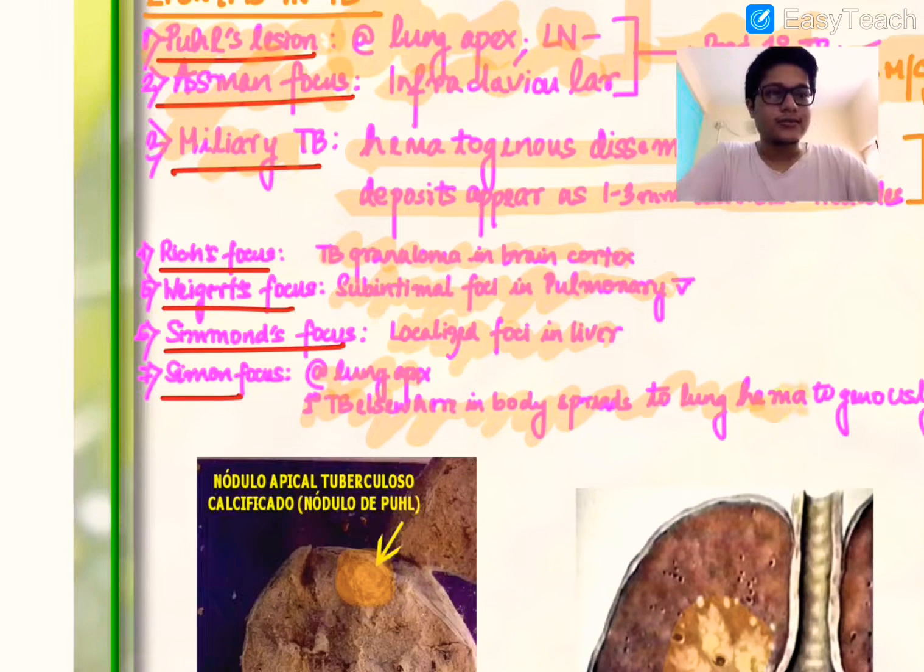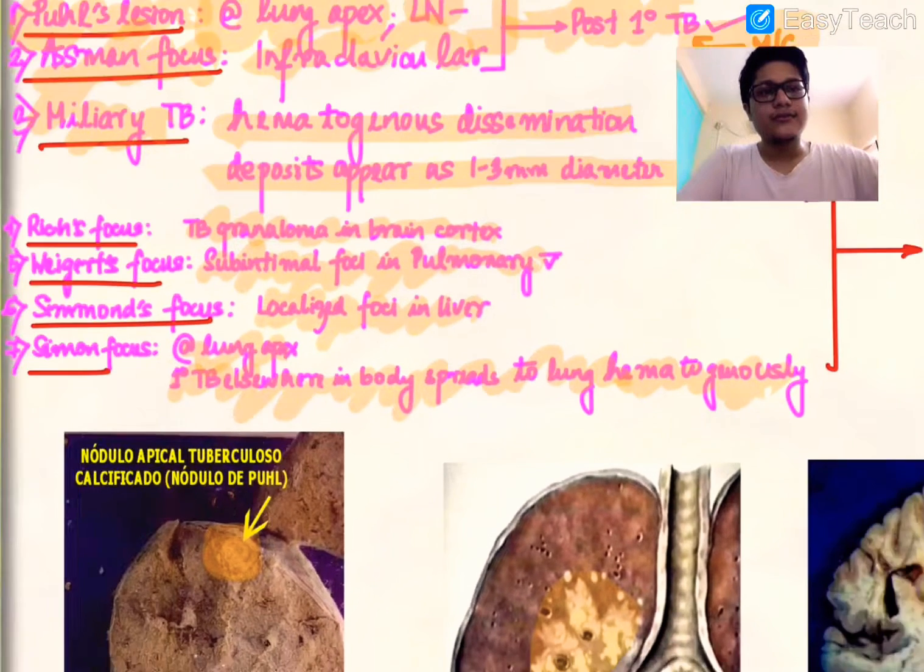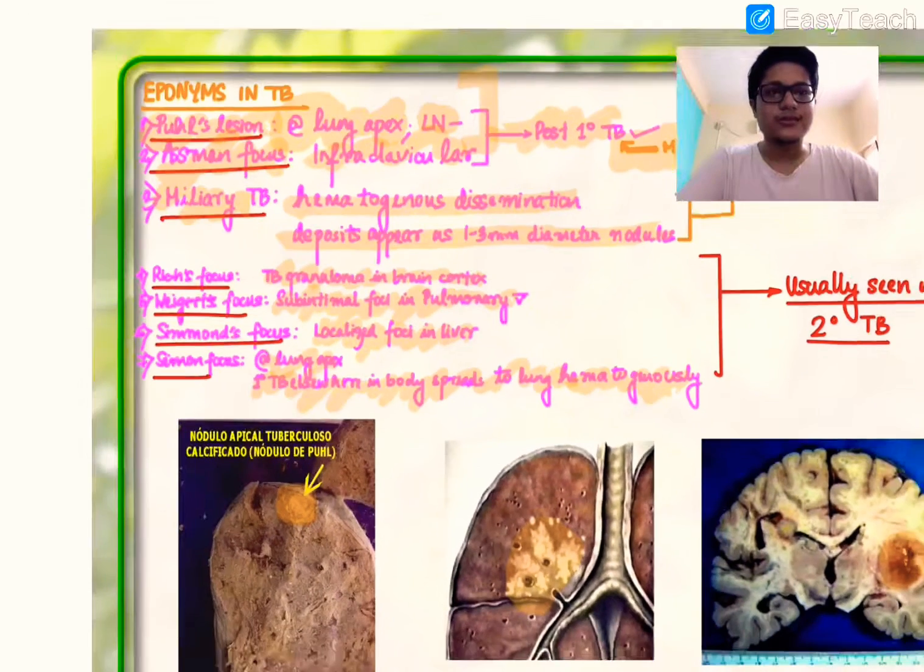Okay, so over here the lung apex is again involved, but the primary tuberculosis infection is somewhere else in the body, perhaps the gastrointestinal system, the skin, anywhere, and from there it hematogenously spreads to the lung apex. So these are a few of the important eponyms which are associated with tuberculosis.